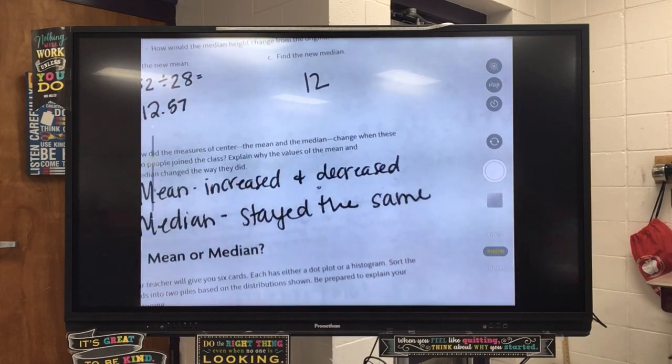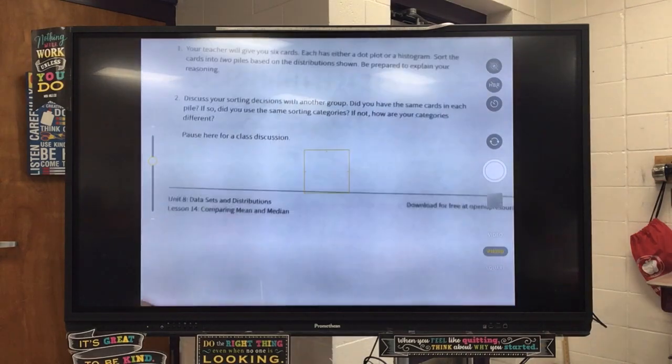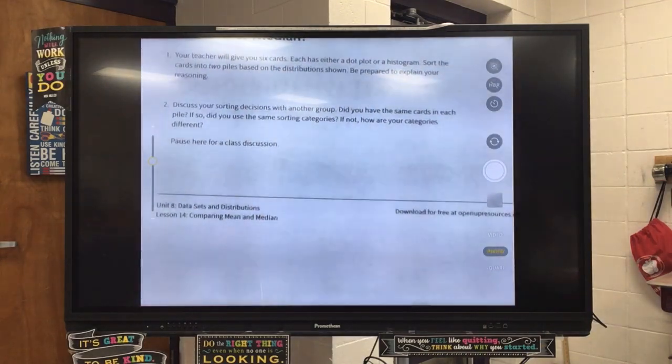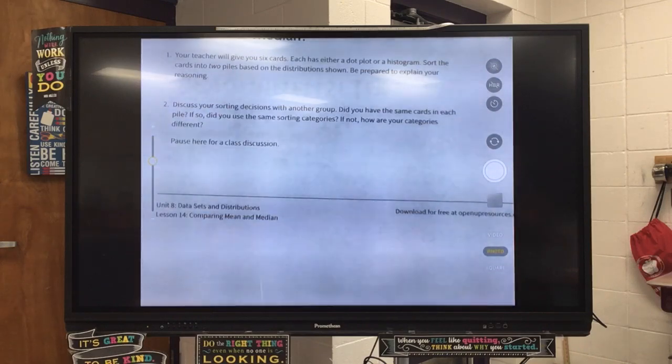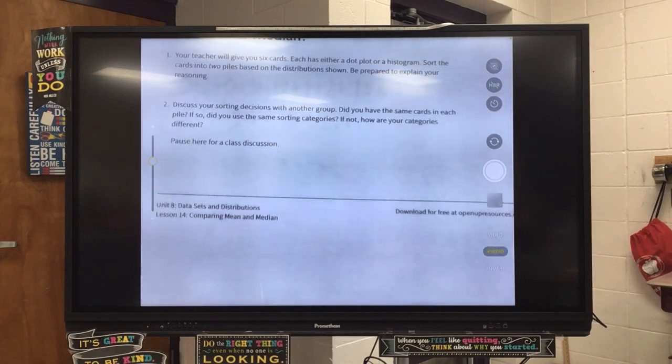All right, for the next part, and we're only doing this last little activity, in your group you are going to sort these graphs. You're going to sort them in piles of either mean or median. So which would be easier to essentially find the mean with and find the median with? Okay? Let's say 4 minutes. Hopefully it doesn't take any longer than that. Go ahead.